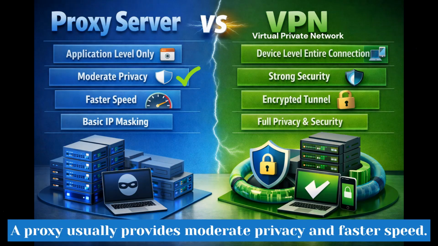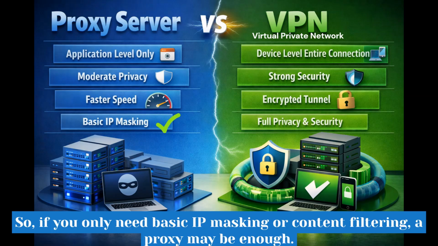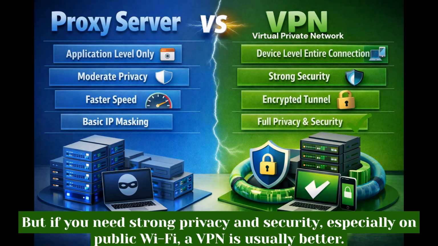A proxy usually provides moderate privacy and faster speed. A VPN provides stronger security because it encrypts your entire internet connection. So, if you only need basic IP masking or content filtering, a proxy may be enough. But if you need strong privacy and security, especially on public Wi-Fi, a VPN is usually better.